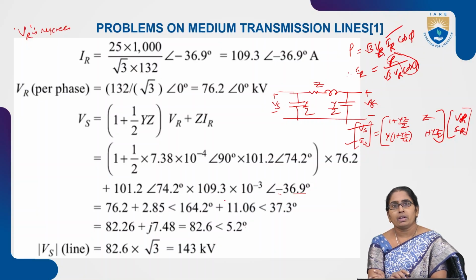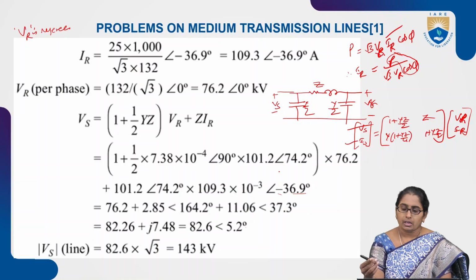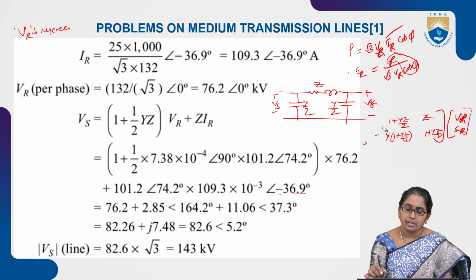Given the receiving end voltage, the operating three phase voltage is 132 kV. So they are almost the same, not much difference. That is how Vs is calculated.